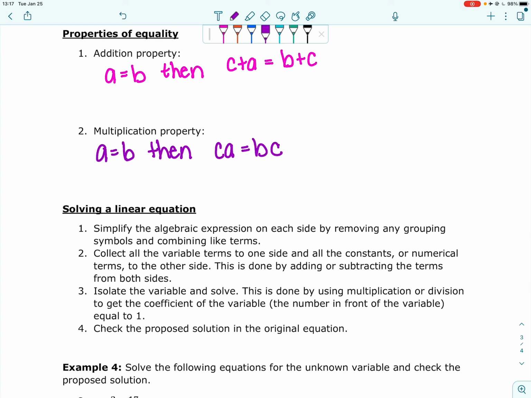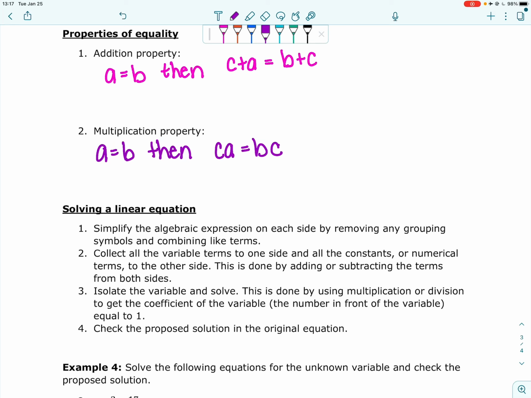So to solve a linear equation, the steps that we're going to follow is first we're going to simplify the expression by removing any grouping symbols, which are parentheses, and combining like terms. So if you have multiple x's on the same side, you want to try and combine those. If you have constants on the same side, which are terms without x's, you want to combine those.